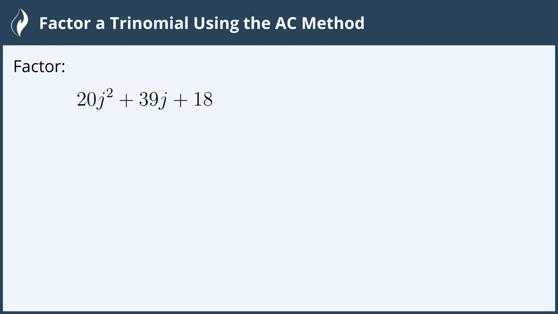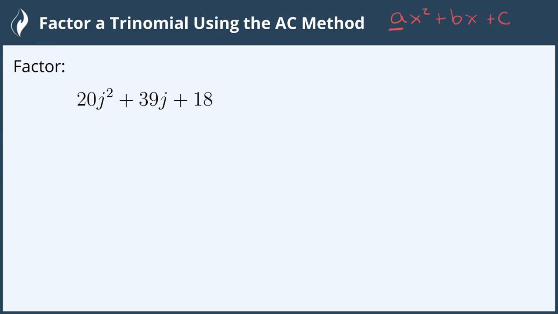Hi everyone! In this video we will factor a trinomial using the AC method. Factor 20j squared plus 39j plus 18. Quadratic equations are in the form of ax squared plus bx plus c.